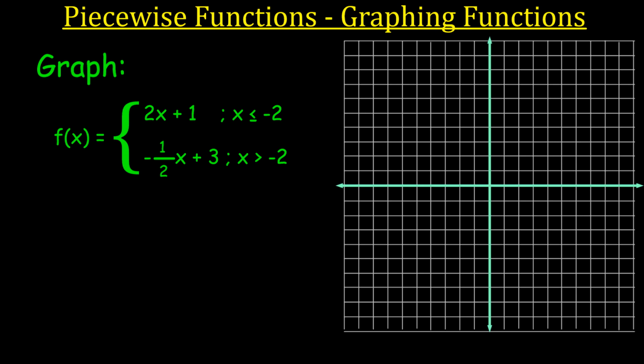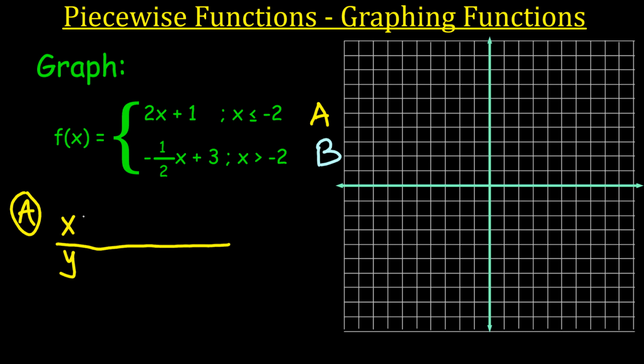So what we're doing is we're taking these equations and we're going to graph them. What I typically like to do is I usually put a letter next to each part of the piecewise function. So I'll call the top part A and the bottom part B. And then I'll go and I'll make a table for each. So make a little XY table.